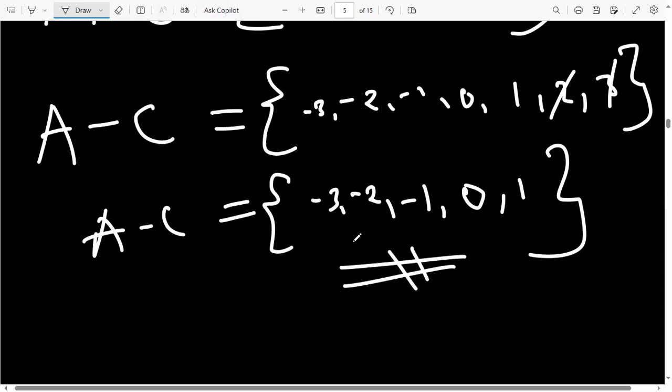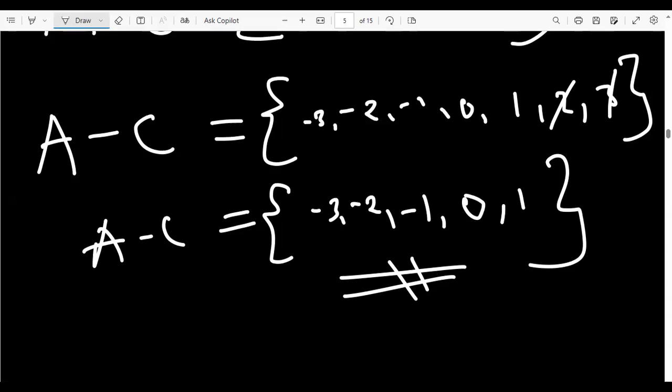I'm just behind on this one. Since this question has been given in this way, does it mean that we are going to remove the elements that are found in C from A, and then those that remain in A are the elements we are going to write, or what does it mean?